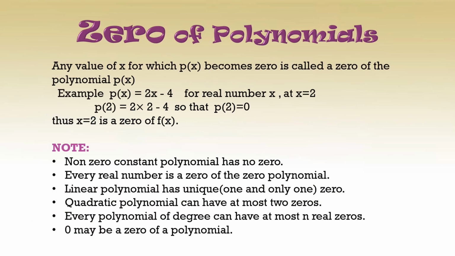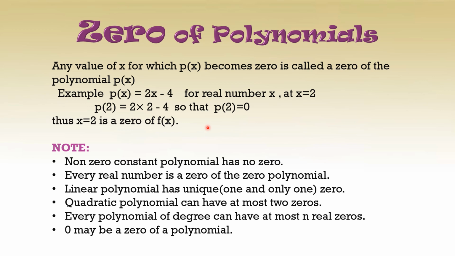Zero of a polynomial. So what do you mean by that? Any value of x for which p of x becomes 0 is called a zero of the polynomial p of x. For example, p of x is equal to 2x minus 4. So what is a zero? A value which, when I put it in a polynomial, makes the whole polynomial's answer 0. We call that a zero of a polynomial. For example, if I consider 2x minus 4 for real number x, at x is equal to 2, if you check, then 2 into 2 is 4, 4 minus 4 is 0. So here if I put the value 2, then p of x becomes 0. So that means x is equal to 2 is a zero of f of x.